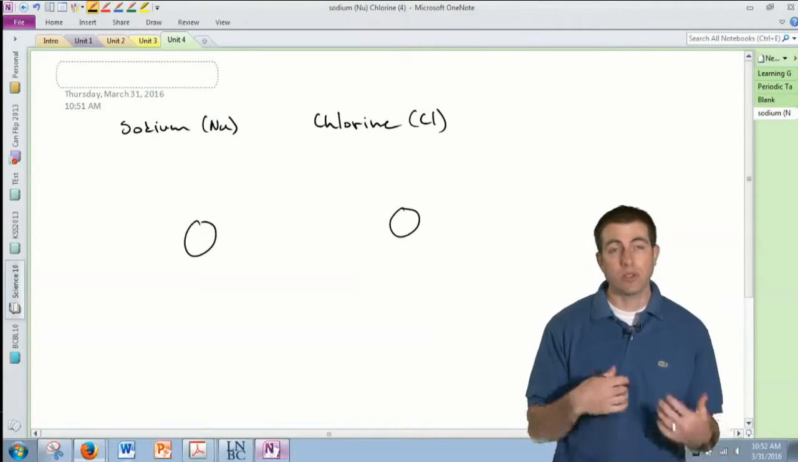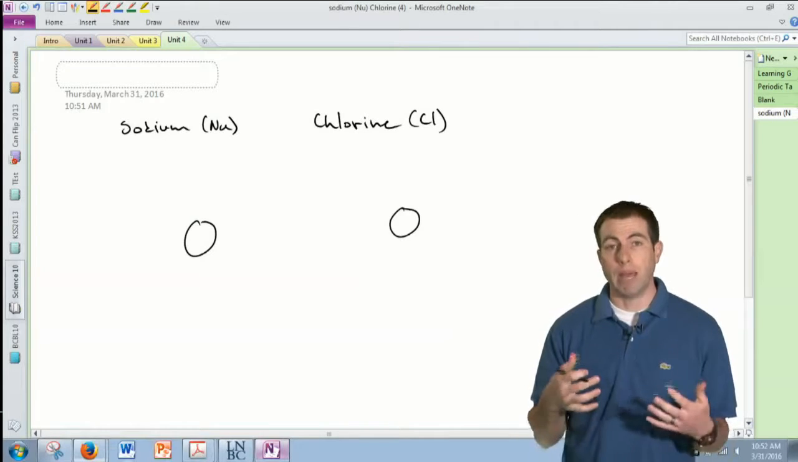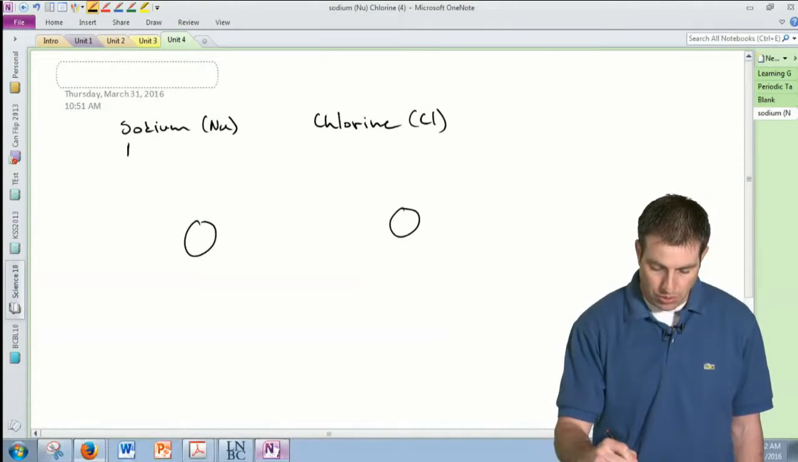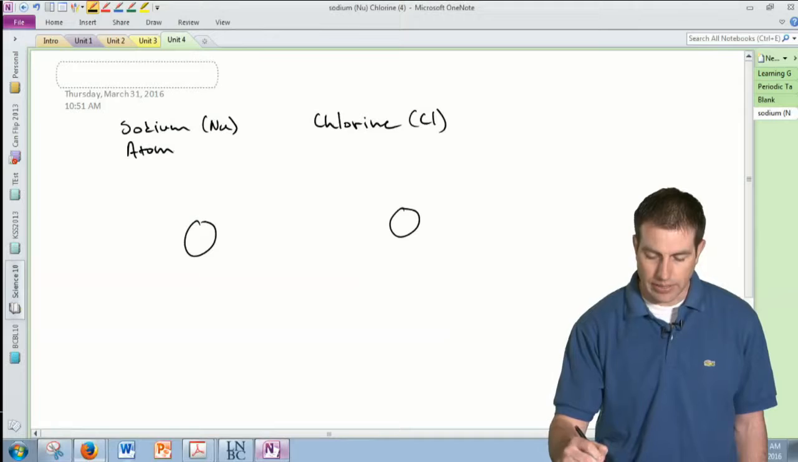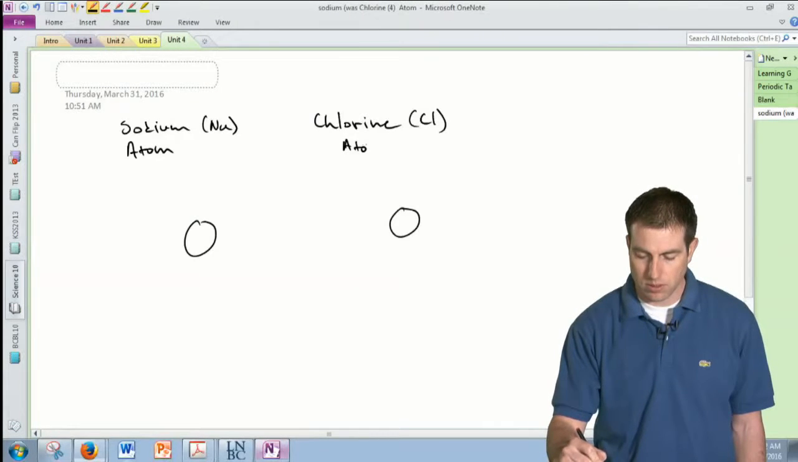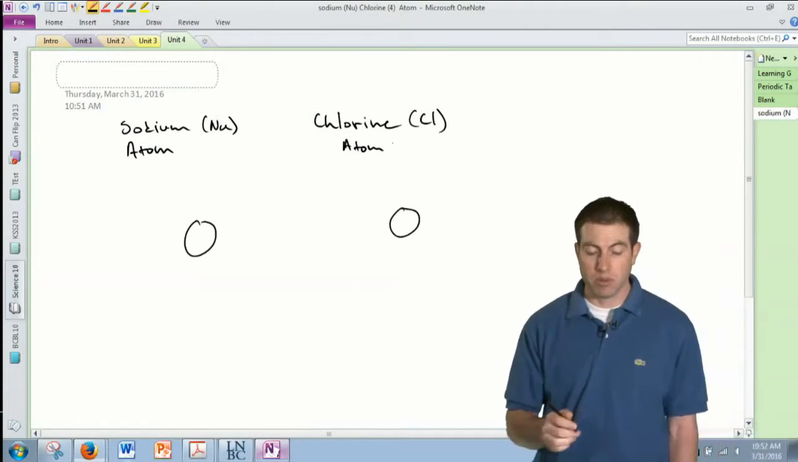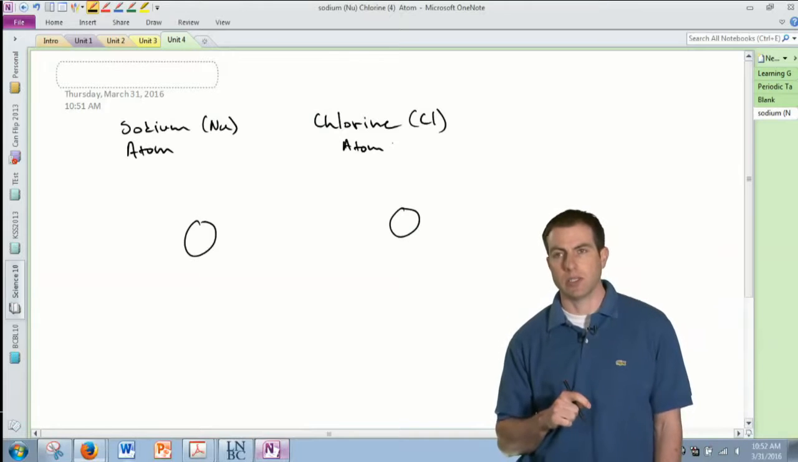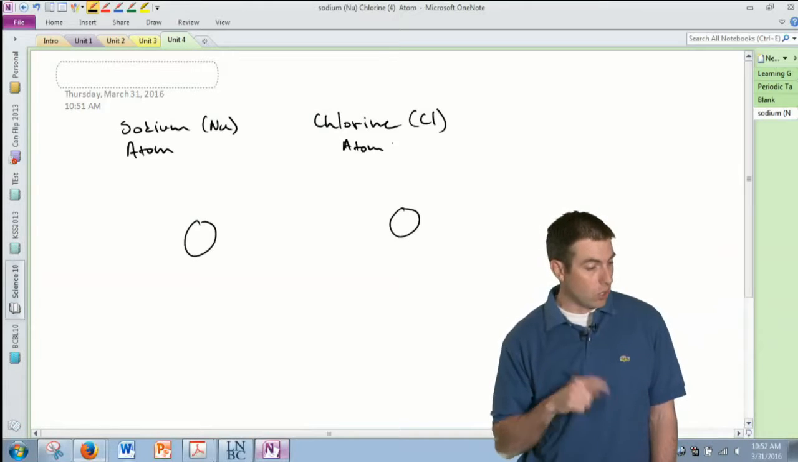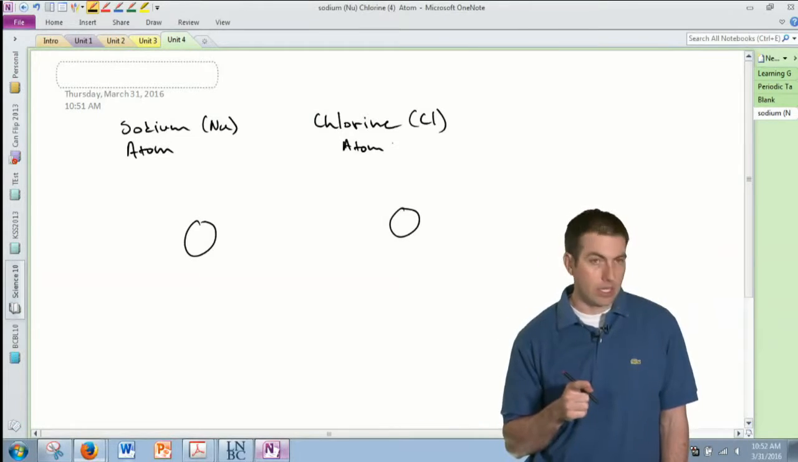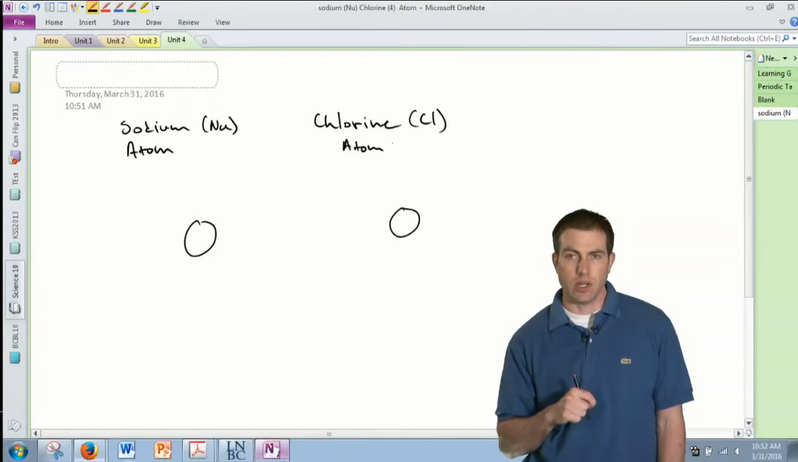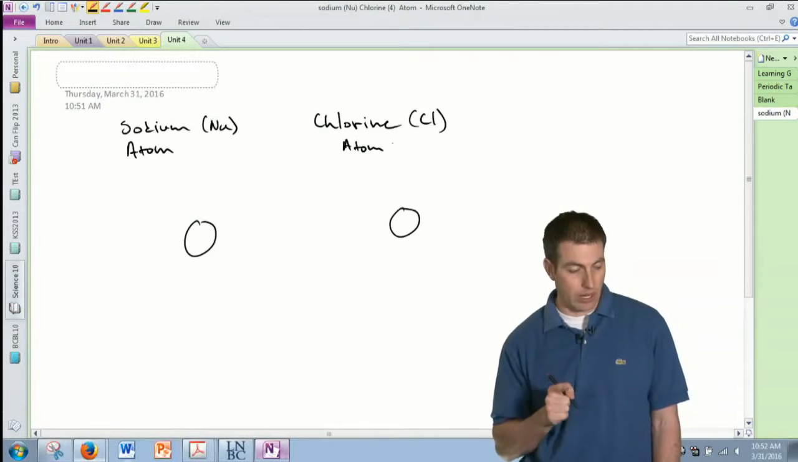So first thing you want to do is draw the sodium atom. We'll start with an atom. And then the chlorine atom as well. So that means the number of protons is going to be the same as the electrons. So go ahead and do that. I'm going to give you guys a 30-second head start, and then I'm going to do mine as well.